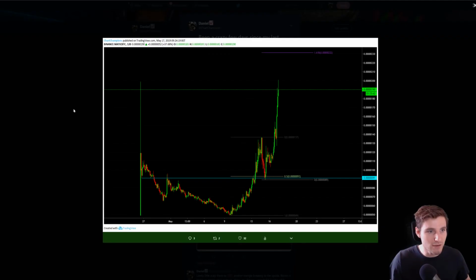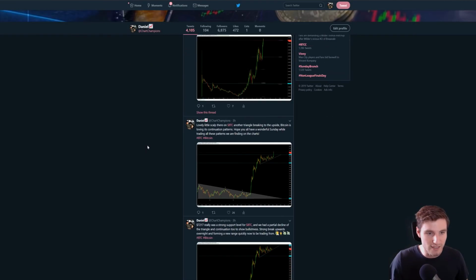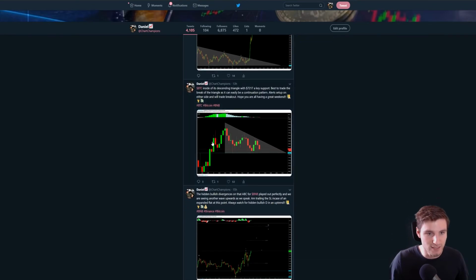And I even tweeted this out yesterday. I gave you all this descending triangle to be looking at, and as I said, this can easily be a continuation pattern, just because descending triangles are downward sloping resistance. They do not have to break to the downside, especially if it's coming from the upside. So basically a continuation pattern.